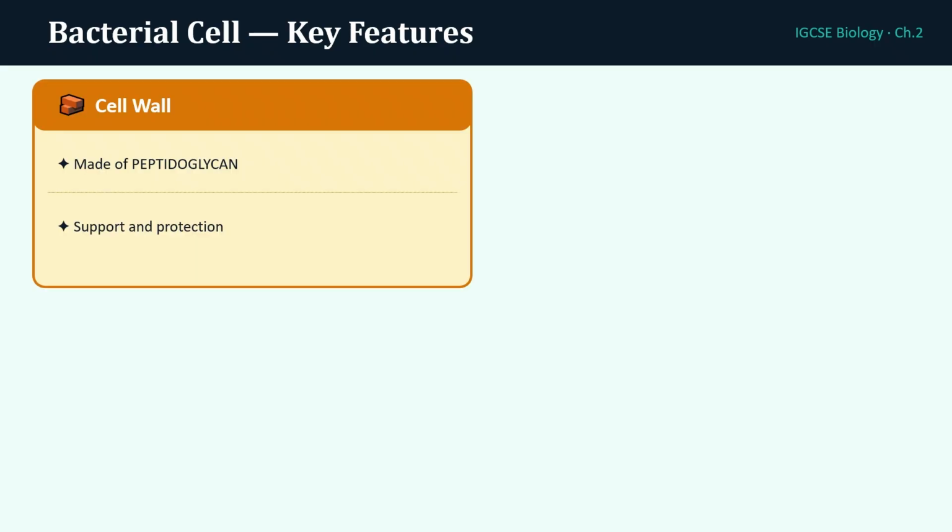Now look at the key features in detail. Feature number 1 is the cell wall. The cell wall of bacterial cells is made up of peptidoglycan, which is a completely different substance. It is not made up of cellulose like plant cells. The function is the same. It helps in support and protection, but the material is different.